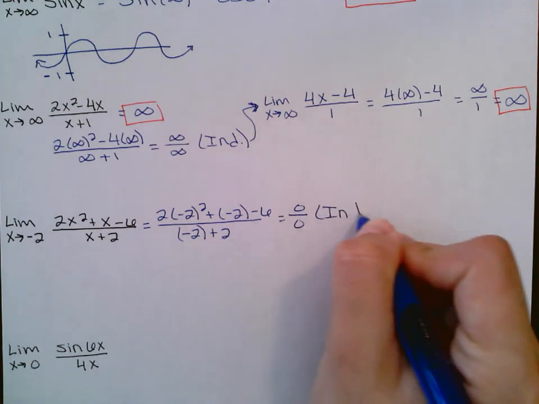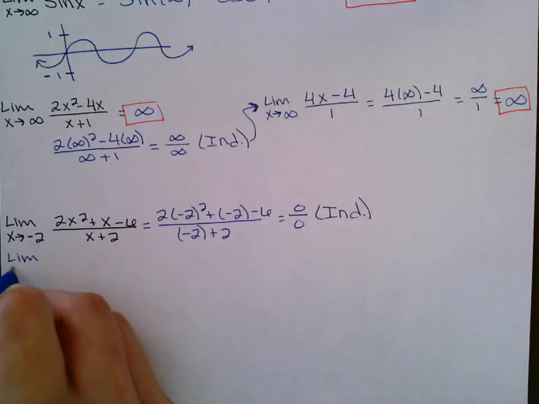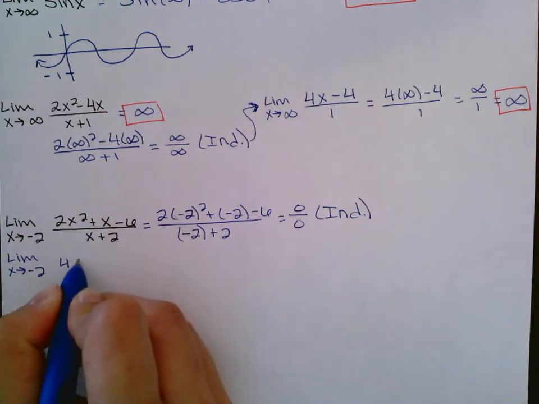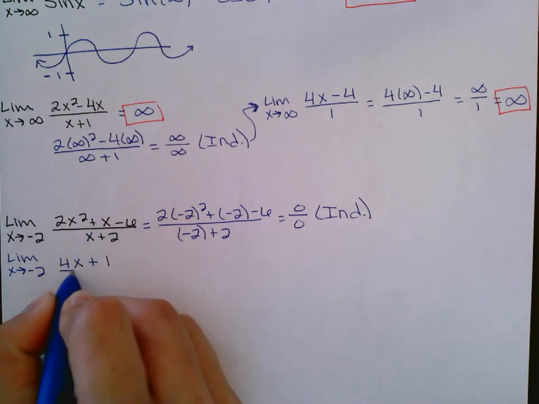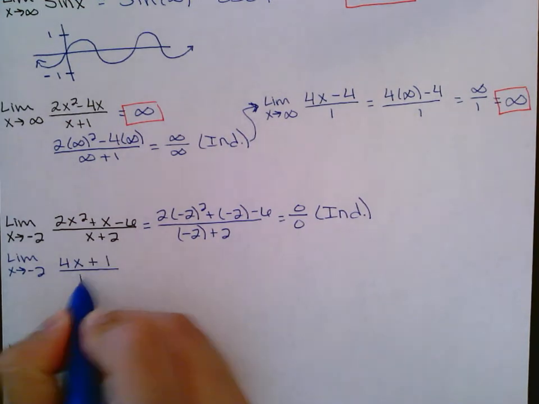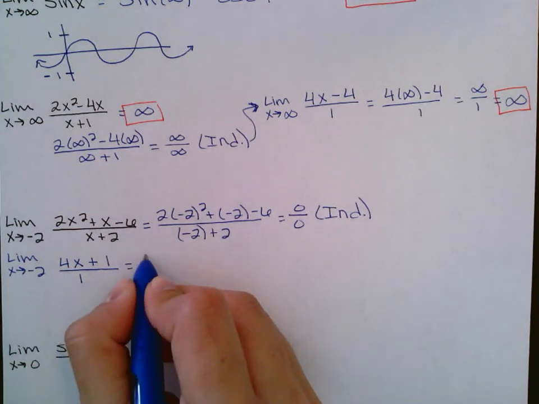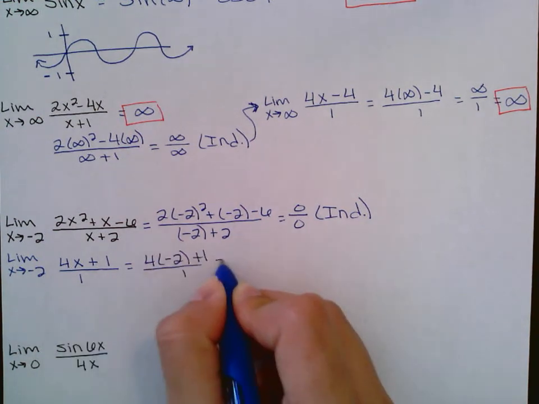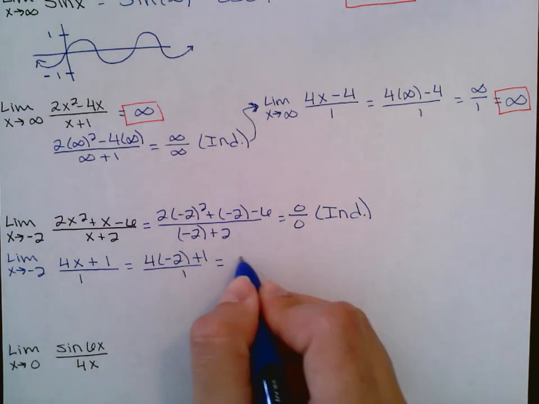The moment I have an indeterminate, I can do L'Hopital's. Derivative of 2x squared is 4x. Plus derivative of x is 1. Derivative of negative 6 is 0. Derivative of x plus 2: derivative of x is just 1, and derivative of 2 is 0. So anything over 1 is itself. I don't have to worry about that denominator. So I'm really saying 4 times negative 2 plus 1. If you want to still put the over 1, you can. 4 times negative 2 is a negative 8. Plus 1 gives me a negative 7.